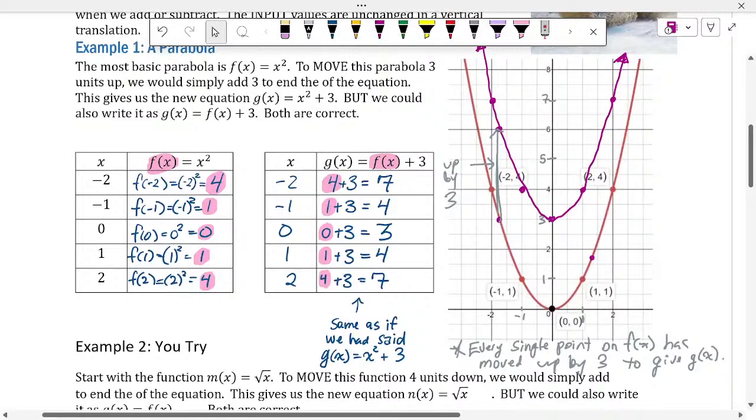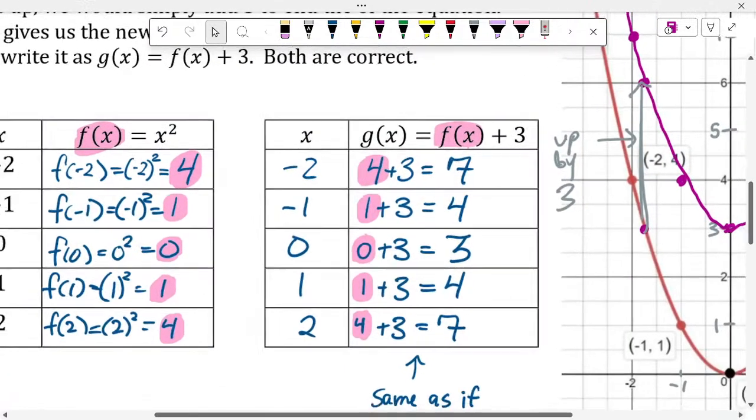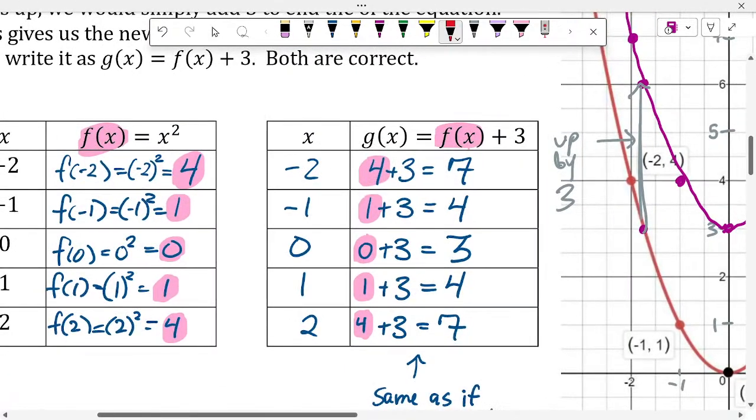We can think of this as its own parabola, but we can also think of it as the basic parabola moved up. Does that make sense? And if you look at the instructions, it makes sense. Because remember, what we're saying is the output is the output of this one, but then what have we done to it? We've added 3 to the output.